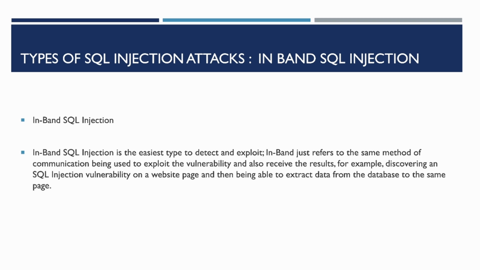So the first one we're going to discuss is in-band SQL injection. In-band SQL injection is considered the easiest type to detect and exploit. It just refers to the same method of communication being used to exploit the vulnerability and also receive the results. For example, discovering an SQL injection vulnerability on a website page, and then being able to extract the data from the database to the same page. So in other words, you're basically just brute forcing some stuff and seeing what comes out of it. You're using the URL basically and adding some kind of SQL tag into it and seeing what happens.